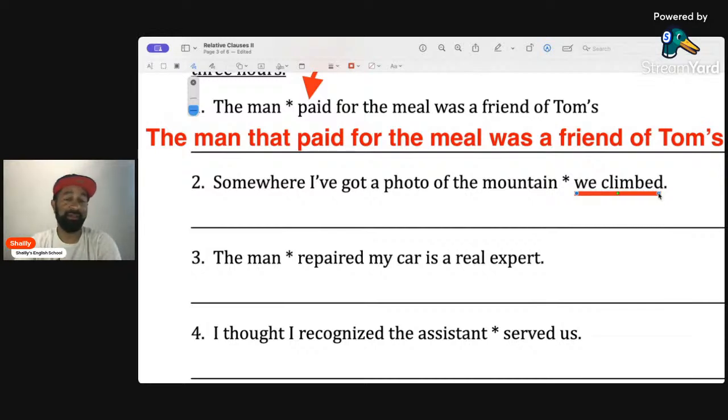If you wanted to add one, we could add that. We could add which. Somewhere I've got a photo of the mountain which we climbed. Somewhere I've got a photo of the mountain that we climbed. Both are okay, but you don't need it. So I'm going to put it in brackets. If you want, you could put these in, but it's not necessary.